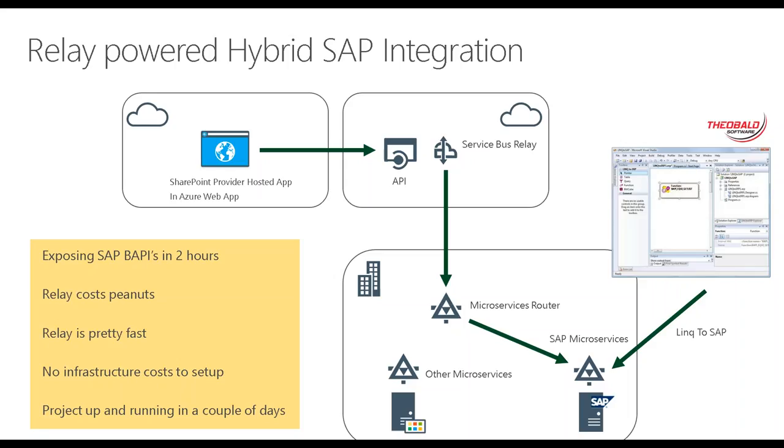But also the architecture itself, in addition to being really fast, there was no significant infrastructure set up. It didn't take us weeks to get IT pros to build any special machines or create any VPNs or anything. We also found that the costs themselves were peanuts. The relay costs were like pennies per thousands of messages.